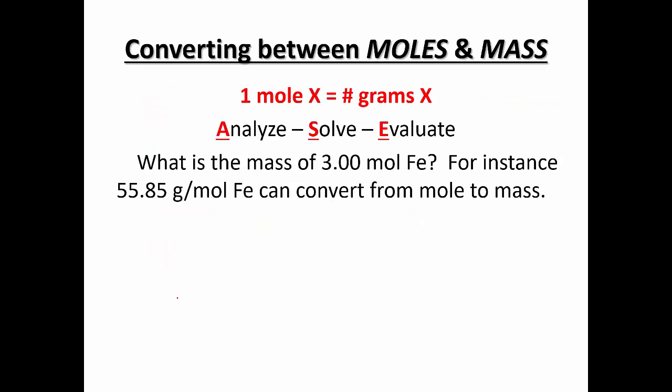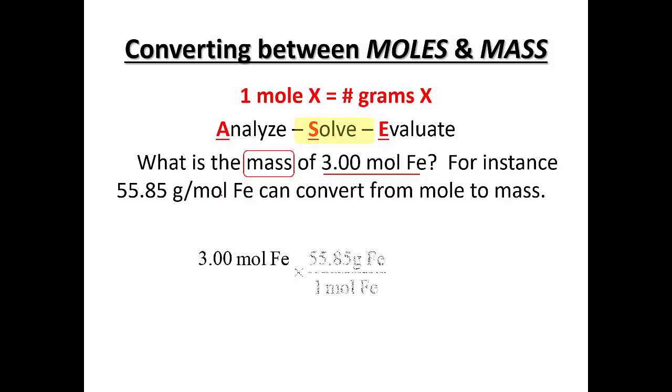So what that's going to look like is when we analyze the problem, I think it's written just backwards for you. What is the mass of 3.00 moles of iron? For instance, it has a molar mass of 55.85 grams per mole. Iron can convert from mass to moles. So when we look at this problem, we're going to analyze. We have a certain mass is what we're trying to find, and we know we have 3 moles of a substance. So to solve this problem, our first step is we've got 3 moles of iron. So we know we have a certain amount of iron. We're trying to find the mass.